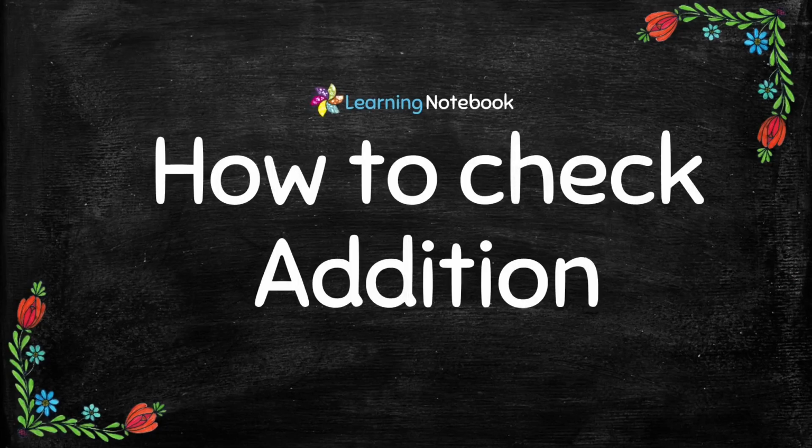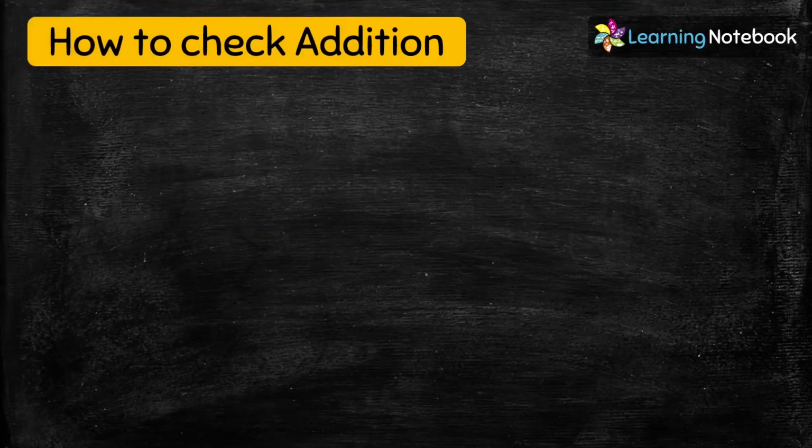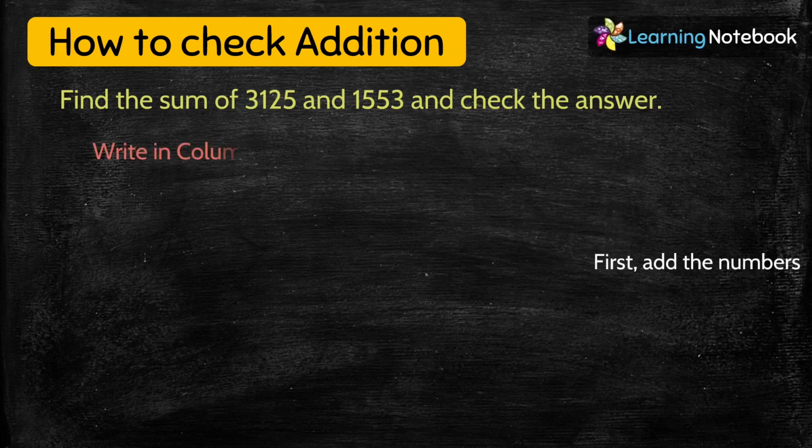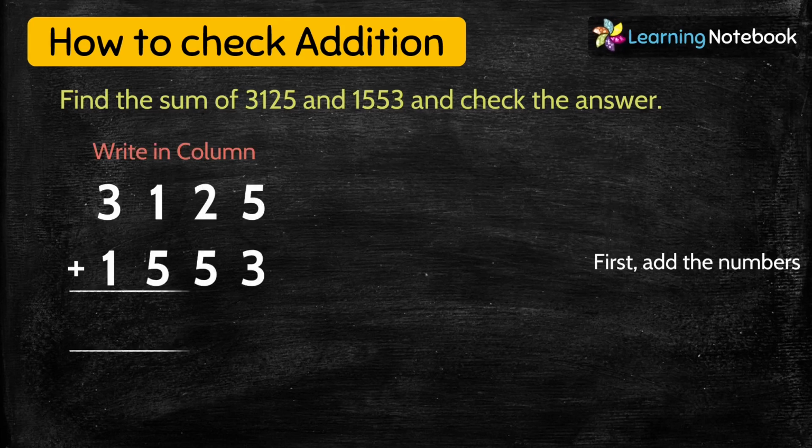Now let's learn how to check addition. To understand how to check addition, let's solve one question. Find the sum of 3125 and 1553 and then check your answer. So let's first add these two numbers.